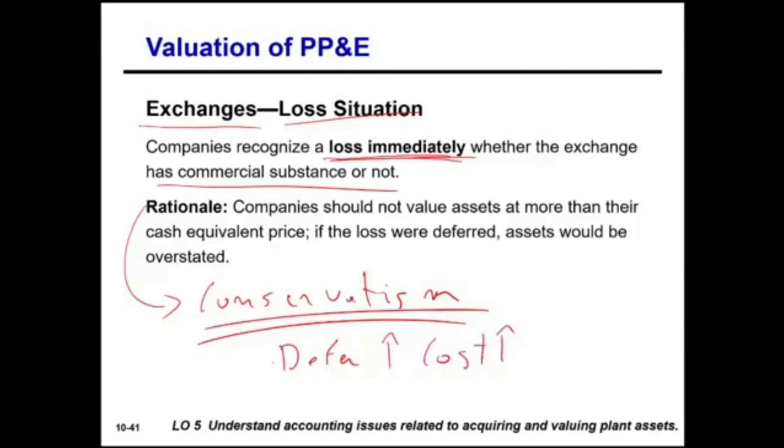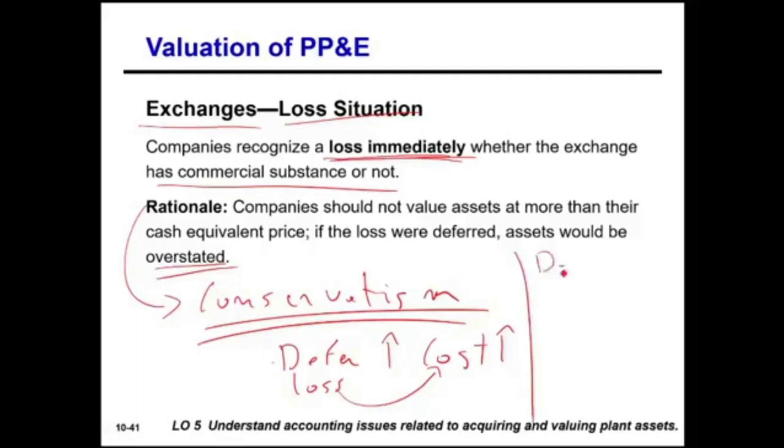So if we don't recognize the loss, what do we have to do? If we are going to defer the loss, which we don't, the loss gets added to the cost of the asset, because if we defer it, we're going to tack it on the asset, as you're going to see, and it's going to increase the cost of the asset. Well, we cannot overstate assets, and that's the rule of conservatism.